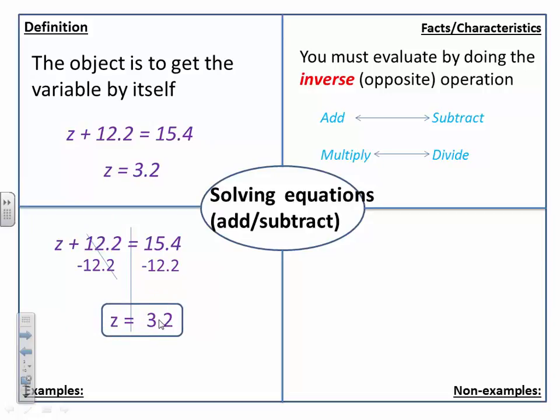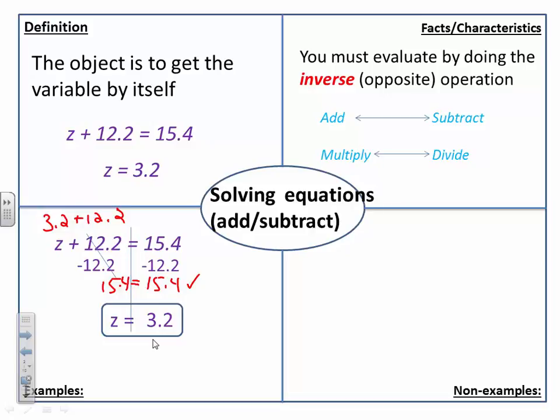If I put this 3.2 back in for the z, what's that called? Putting a number back in for a variable. Substitution. If I substitute the 3.2 in for the z, plus 12.2, guess what happens? If I add those, I get 15.4. So the left side gives 15.4, and the right side is 15.4. That tells us that we're correct. The left side and the right side of the equation are the same. Very, very important that we have that cleared up.